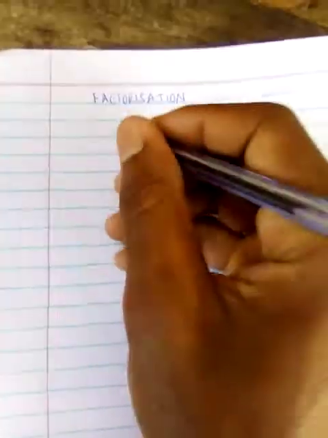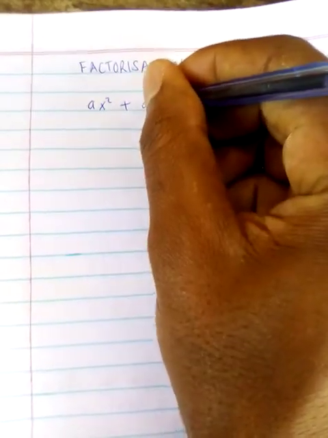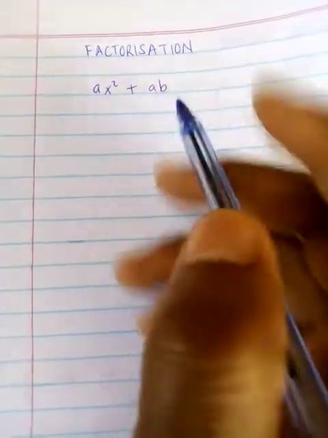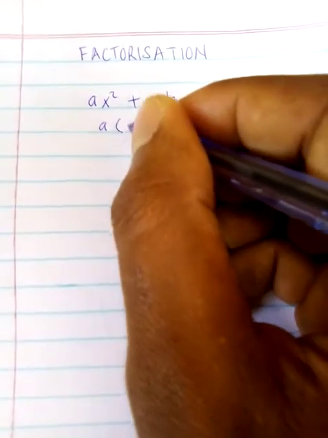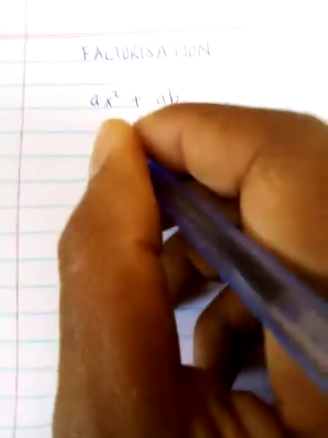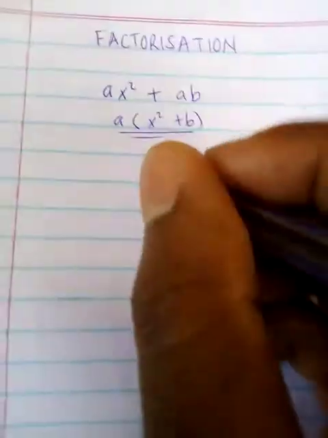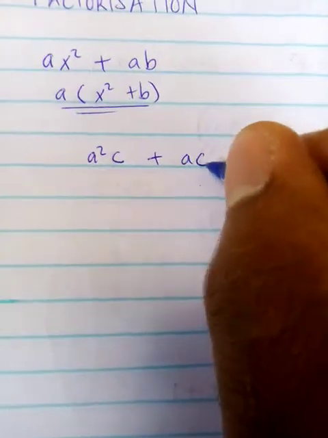For example, if I'm given ax squared plus ab, and they tell me to factorize, what is common between ax squared and ab is an a, so I pull it out, I factorize it out. So I'm going to be having a into x squared plus b. I factorized that expression.